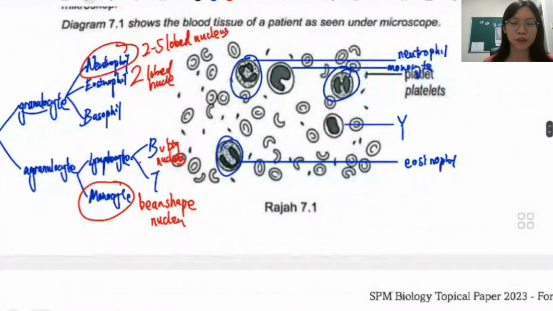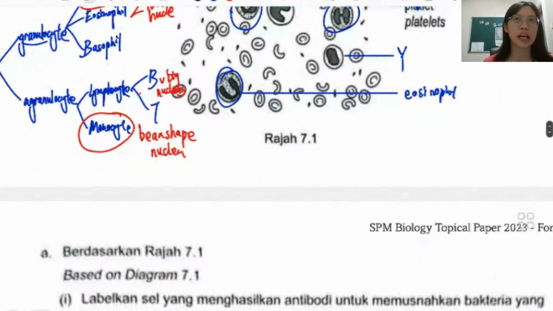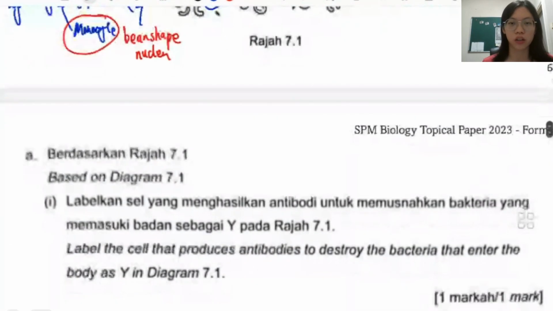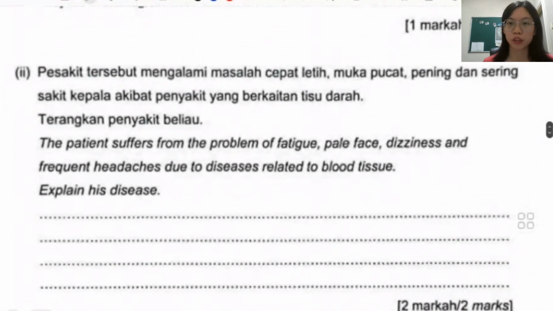And if you look at the basophil diagram, it's very hard to see. It doesn't state how many lobes of nucleus it has. Okay, so it is Y lymphocyte, the one that produces antibodies.